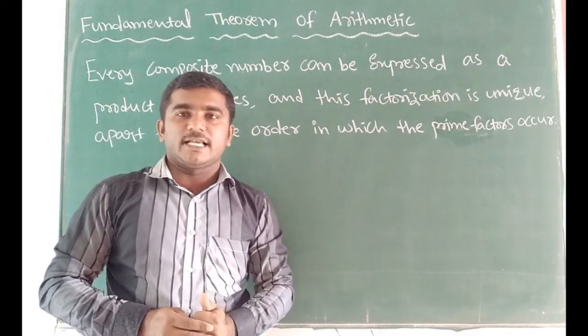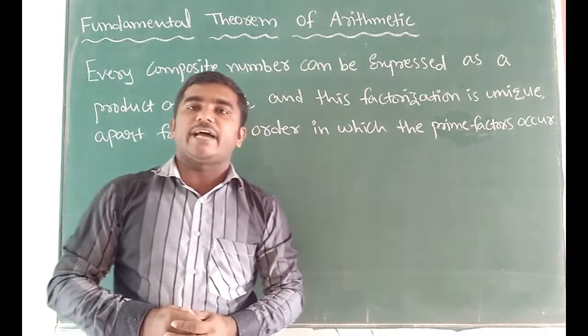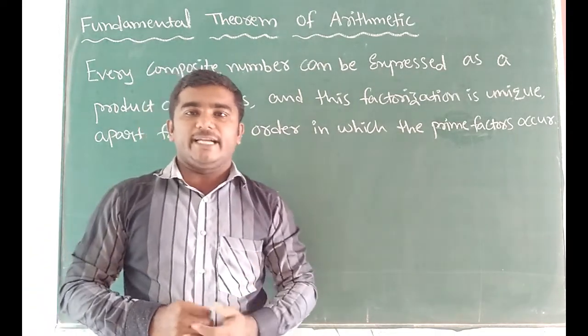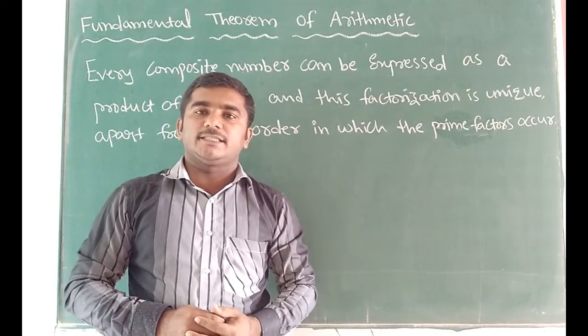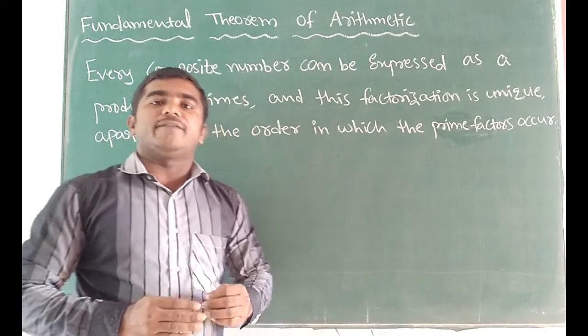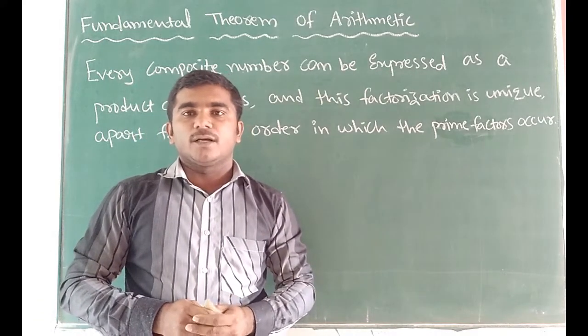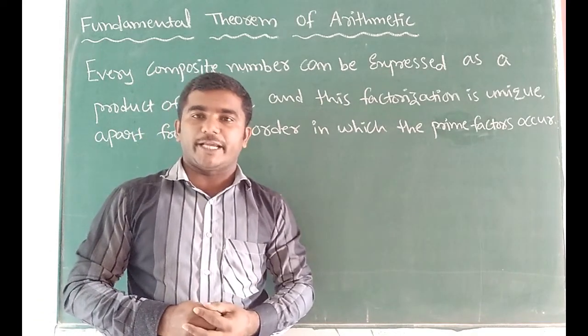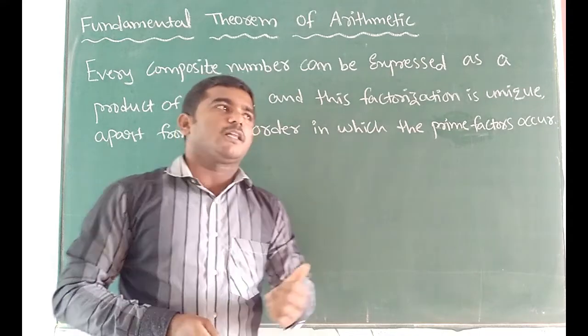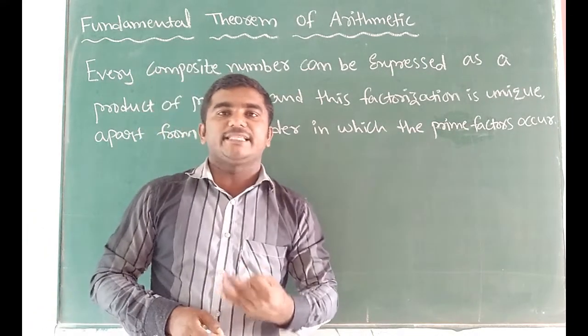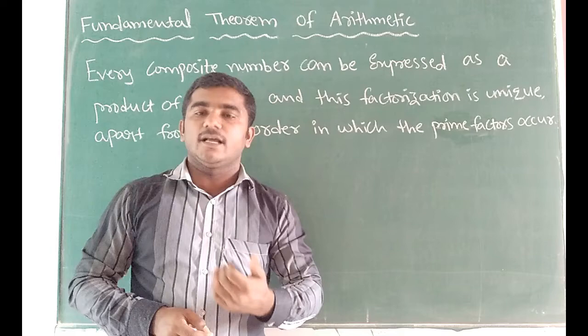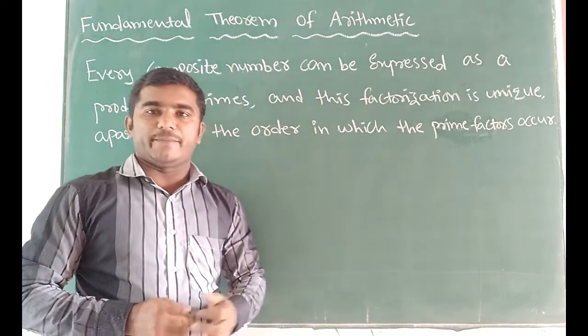What are prime numbers? A prime number is a number which has only two factors, one and itself. A composite number is a number which has more than two factors. One is neither a composite number nor a prime number. Now, what are the prime numbers? 2, 3, 5, 7, 11, 13, 17, 19. These are the prime numbers.